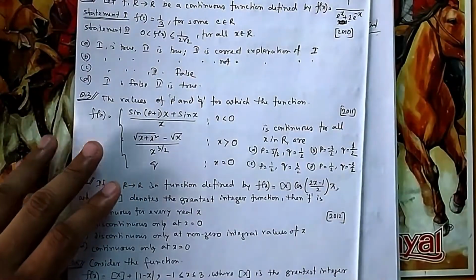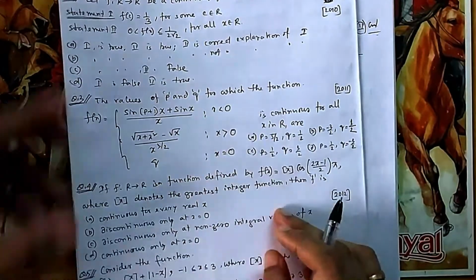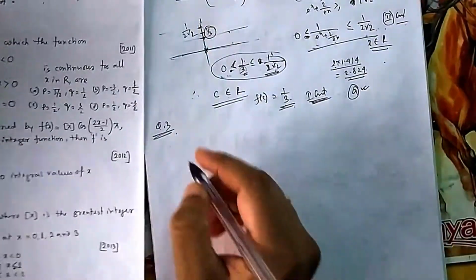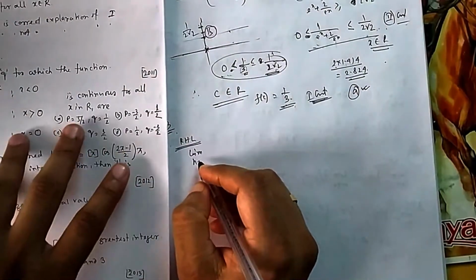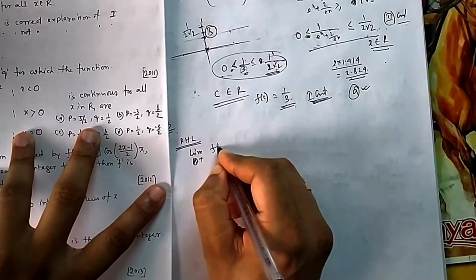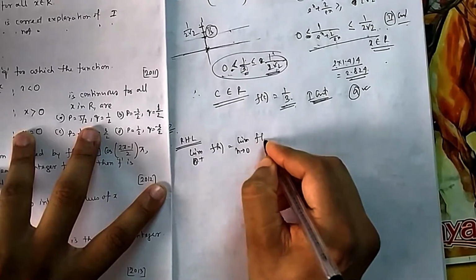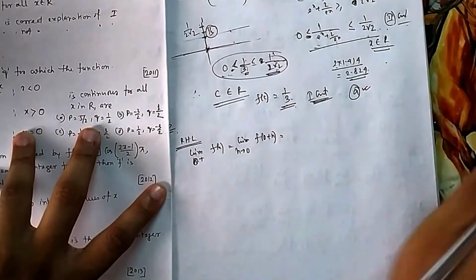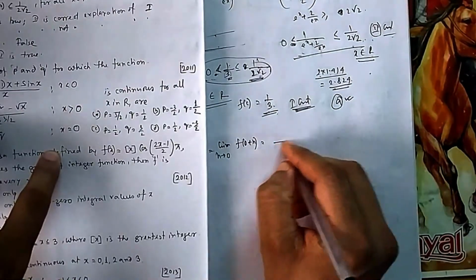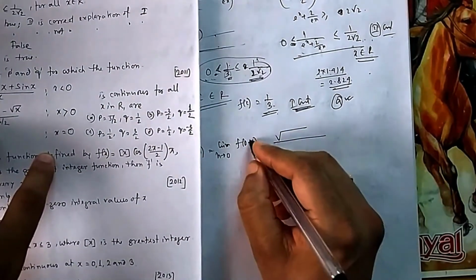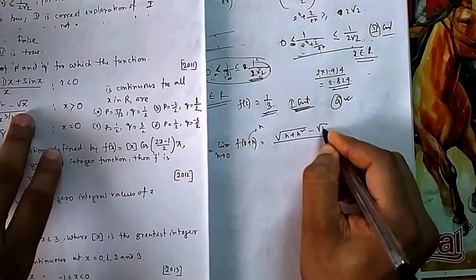Now if you come to 3, the values of p and q for which this function is continuous at x equal to 1, you have to take LHL and RHL. So if I go for RHL, limit h tends to 0 of f of 0 plus h, because we are going a little more than 0. For more than 0 you will be using this function, and instead of x we will be using 0 plus h, which is only h.